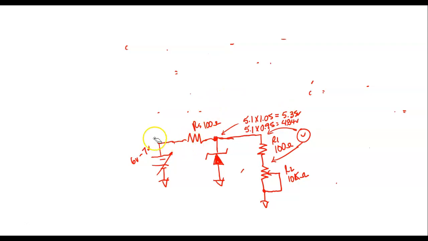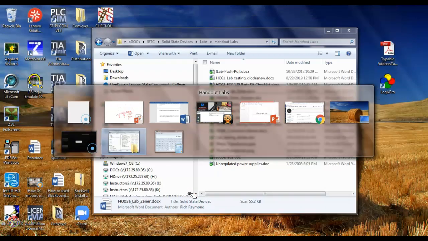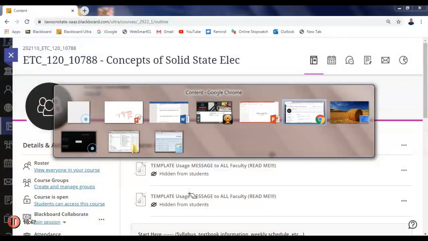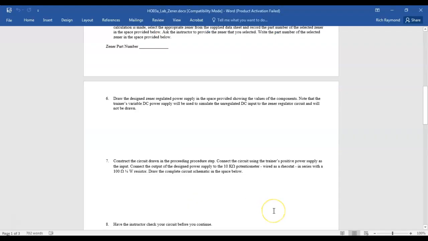So the first thing I'm going to do, I think the next thing the lab calls for, where's the lab at? Draw the circuit. Construct the circuit drawn in the procedure steps. Connect the circuit using the trainer's positive power supply as the input. Connect the output of the designed power supply to a 10 k ohm resistor wired in series. Draw the complete circuit here. So the first part, we just draw the basic circuit.